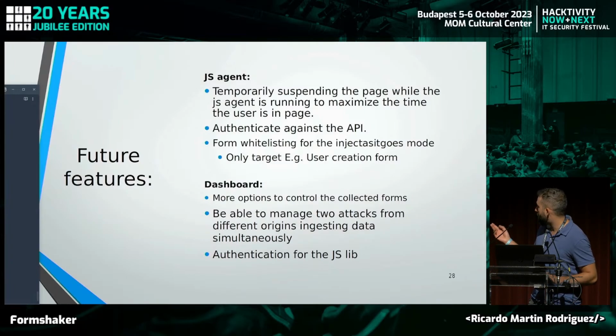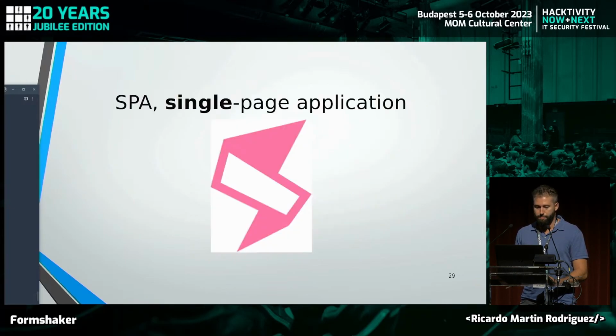I think you get the idea. The idea is to submit the form corresponding to user creation, so we can create a user on the portal, maybe with high privileges. Regarding the dashboard, add more options to control the collected forms, and be able to manage 2 attacks from different origins, ingesting data simultaneously. At this moment, you can only run one attack. And again, authenticate the EAS library in this side of the application.